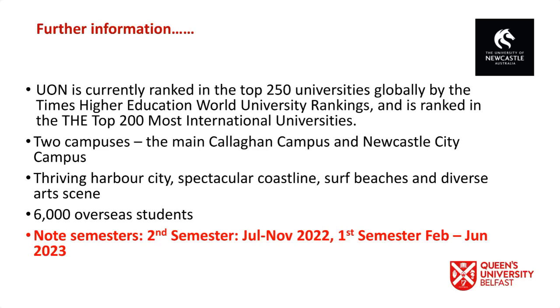So for anybody going out for the full year, you'd be doing semester two first, and then semester one, semester two being July to November, and then their semester one being February to June. It would work on the same principle. It's just you're going out in their semester two and then changing over to semester one for the second semester if you're going for a full academic year.